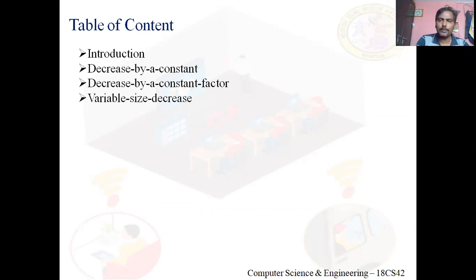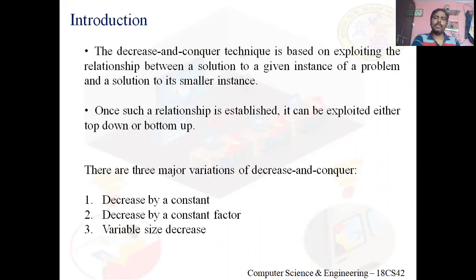So these are the three variations of the decrease and conquer technique. One is decrease by constant: in each stage the size gets reduced by the same value. Decrease by a constant factor is like binary search. Next, variable size decrease means the size reduction varies from stage to stage. Clear? So now coming to the introduction.